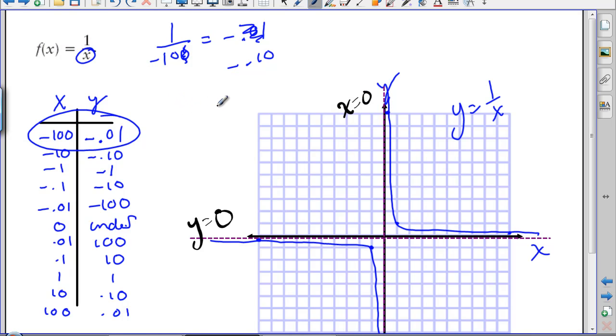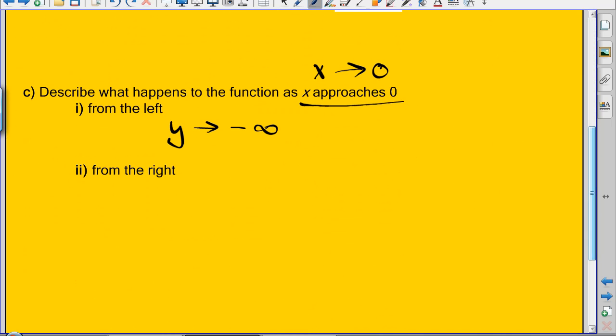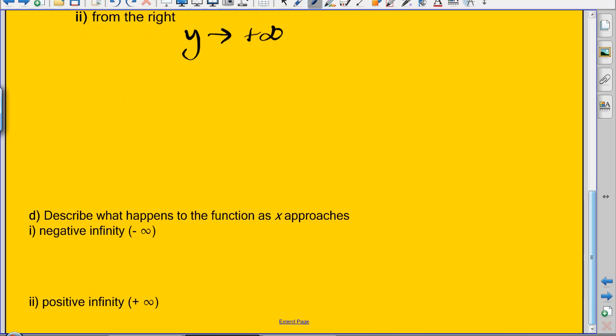The next question is what happens as x approaches 0 from the right, and we would see that it's going up, up, up, approaching positive infinity. And so we use that little arrow, y approaches positive infinity. Then it asks us what happens as x approaches negative infinity. So what's happening with the y values? Well, y values are approaching something.